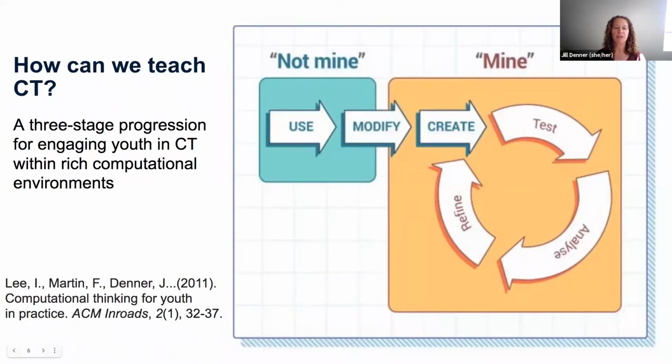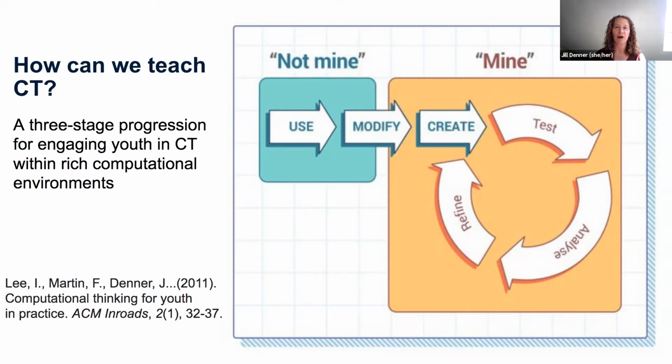So after a long series of meetings, we identified a 3-stage progression for engaging youth in computational thinking within rich computational environments. And so there's this 3-part series, the use, modify, and create. Students start out by using a system, by modifying it, and then going through this cycle of creation where they test, analyze, and refine. And as this diagram shows, moving from a not mine to a mine state, right? And this was published in 2011.